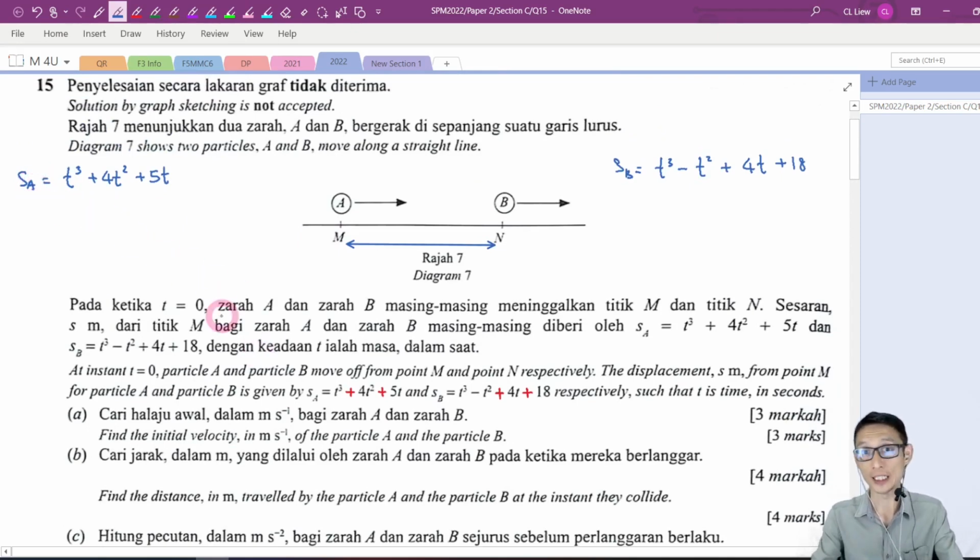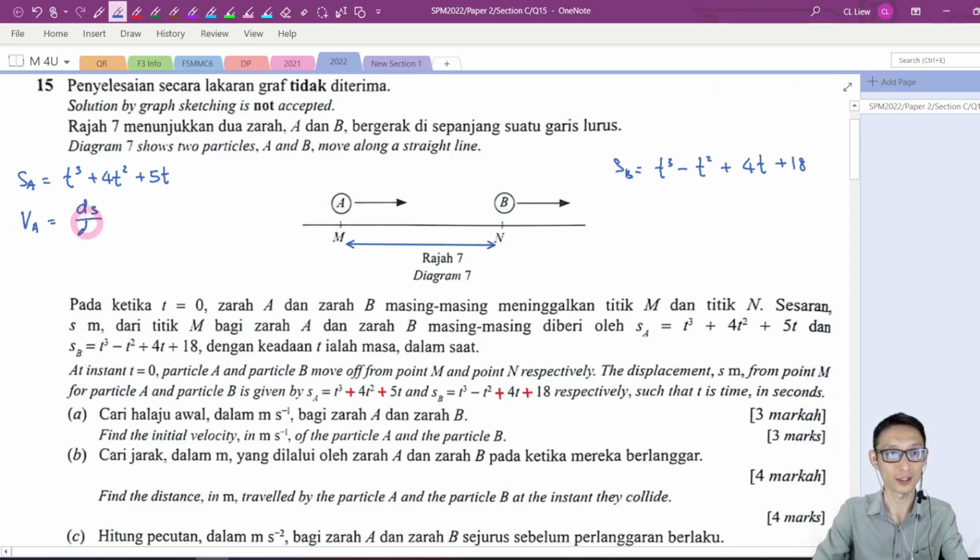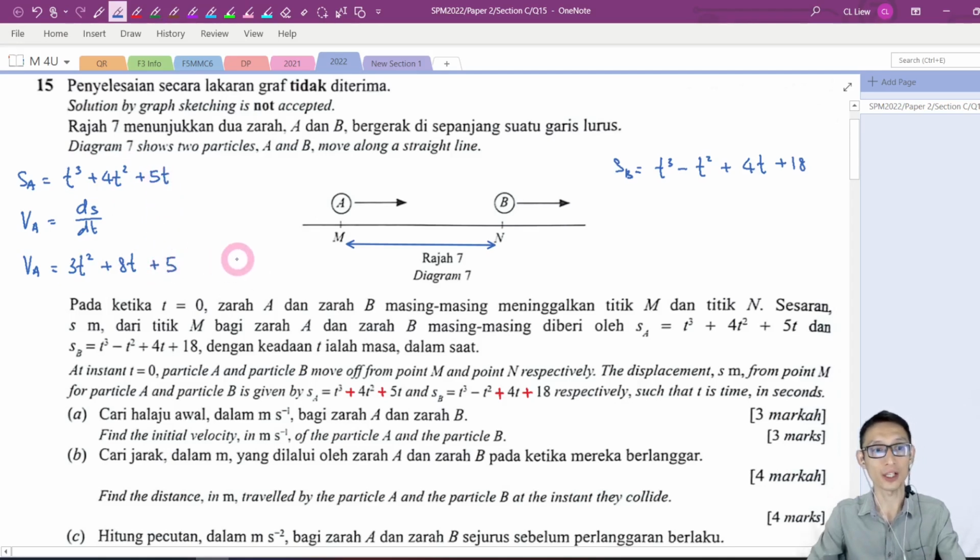Now we want to find the initial velocity. We need the velocity function. So velocity function is equal to ds/dt, right? So differentiate this function. Bring down the 3 and don't forget the power. You have to minus 1. 2 times 4, 8. Power minus 1, 2 minus 1, you will get 1. Differentiate 5t, you will get 5. Okay, so this is the velocity function for initial velocity.